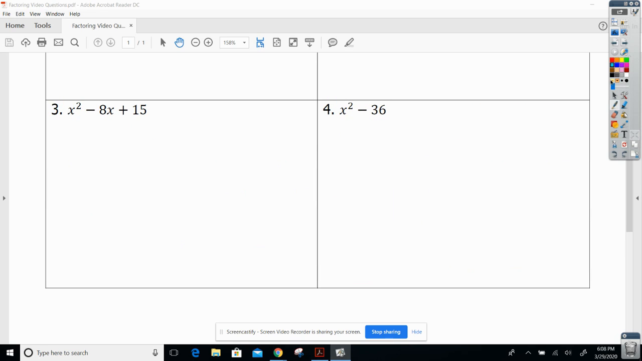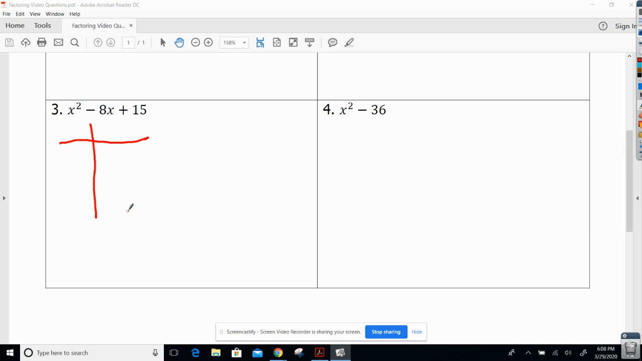All right, continuing on. Number 3. Again, we have a trinomial with no lead, so I'm going to create my chart. My first number is 1. My last number is 15. 1 times 15 is 15.